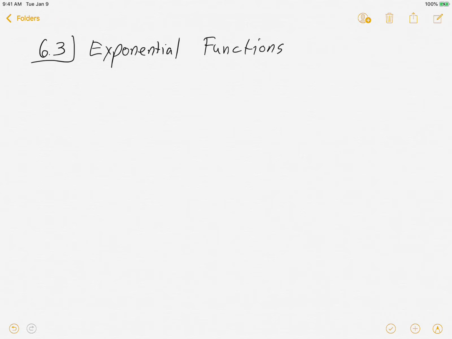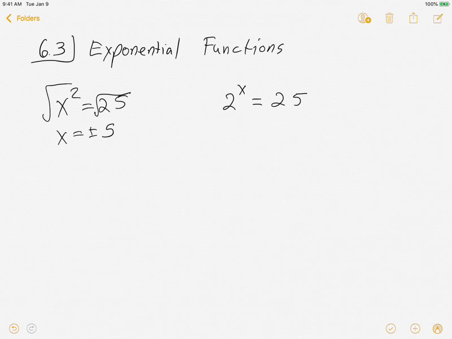6.3 is going to be over exponential functions. So first off, if we look at something that has an exponent, like let's say x squared equals 25, we can solve that by square rooting both sides and you get plus or minus 5. But if we change this up a little bit, let's say it's 2 to the x equals 25, it does not make sense for us to take the x-th root. That doesn't make sense. So we have to do something different.